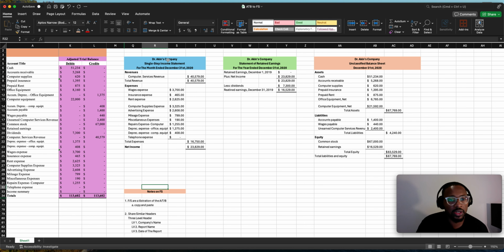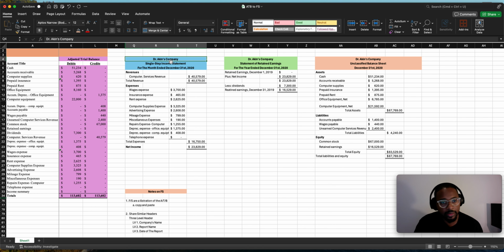So as you see here for the income statement, we have the company's name, Dr. Atkins Company. Then we have the report name. Like I said, this is a single step income. So the single step is the basic one. The more complex is called the multi-step. I'm going to do that in future videos. And then is the date of the report.